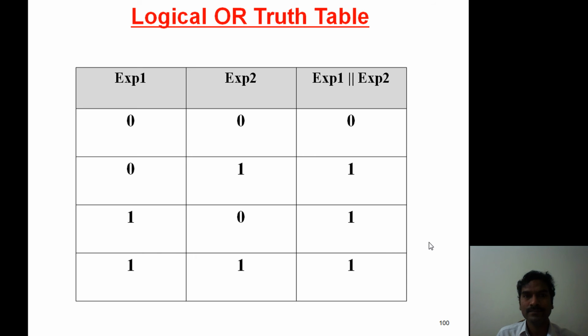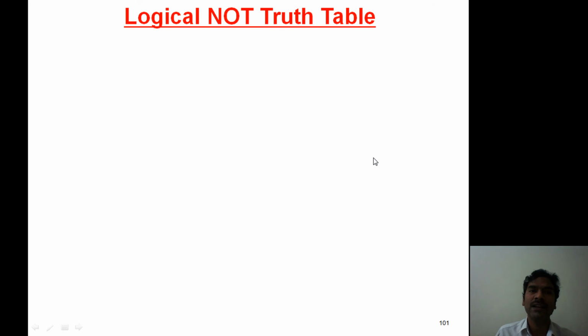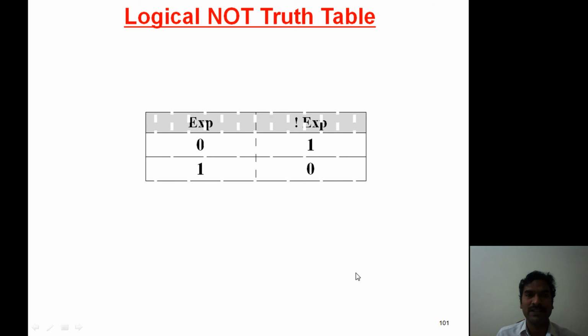Okay? Then the logical NOT truth table. Logical NOT is a unary operator. It requires only one expression. Now the combination is logical NOT expression. Now 0, 1, that means false and true. Logical NOT complements the expression values.